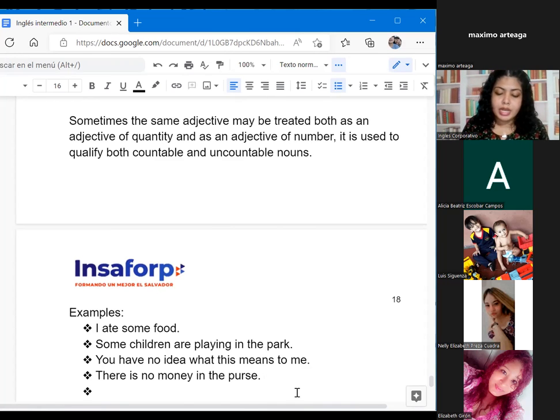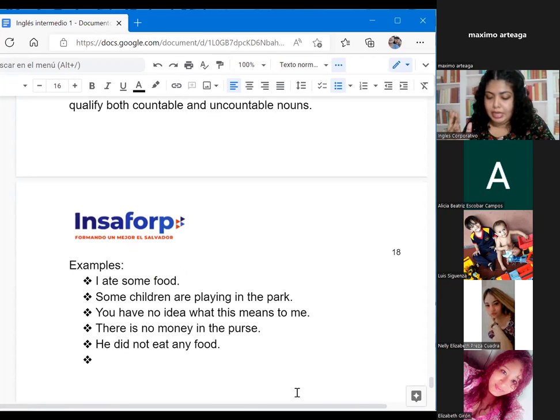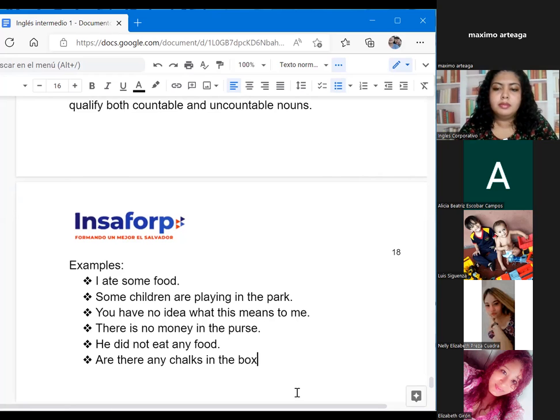Then we have another one, and this one says, he did not eat any food. Él no comió ninguna comida. And we have, are there any chalks in the box? ¿Hay alguna tiza en la caja? So in that case, we can use both for countable and non-countable nouns.